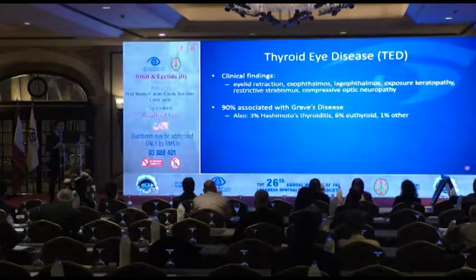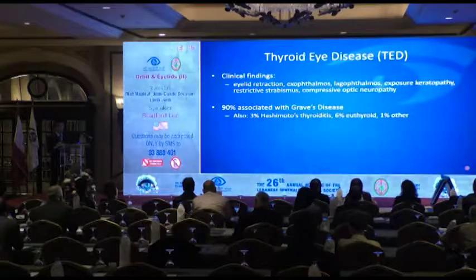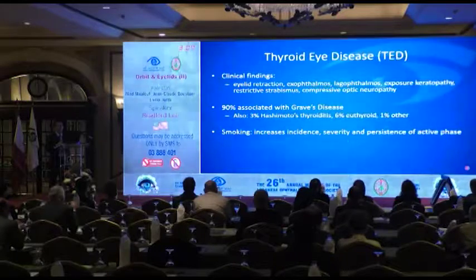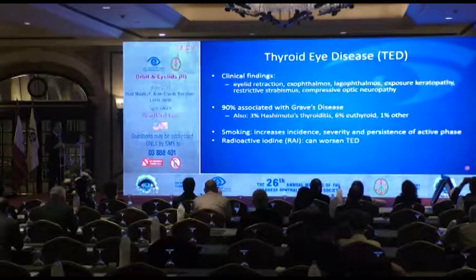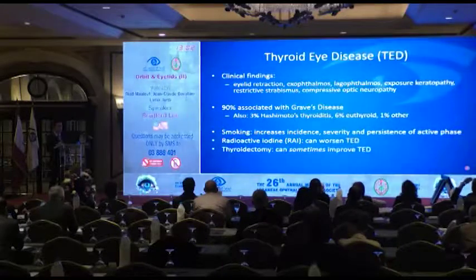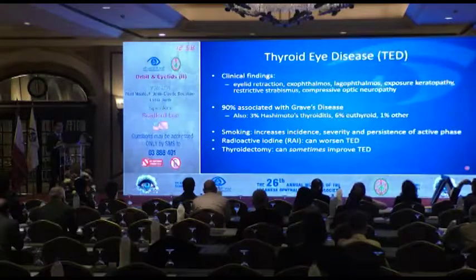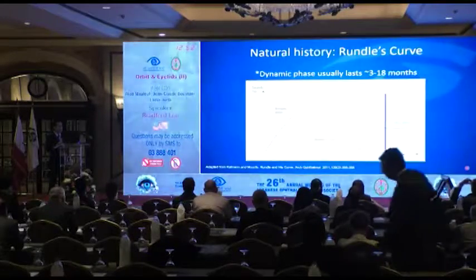But as you know, most patients with thyroid eye disease are Graves' disease patients, although there are various other thyroid abnormalities and euthyroid thyroid eye disease mixed in. Smoking is obviously terrible, increases the incidence, severity, and persistence of disease. Radioactive iodine is well known to worsen thyroid eye disease if not treated concurrently with steroids. And finally, what I tell patients about thyroidectomy is that it can sometimes improve thyroid eye disease, particularly if done in the active phase of disease.